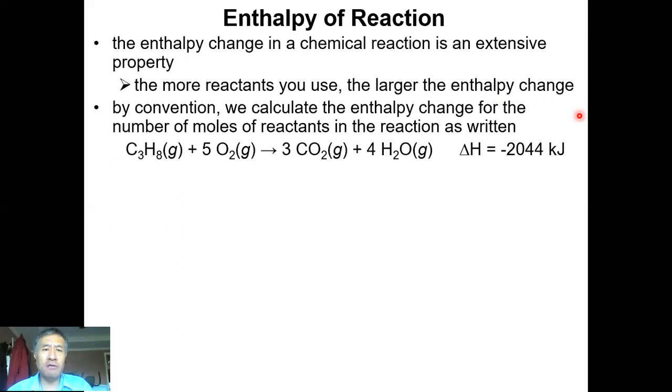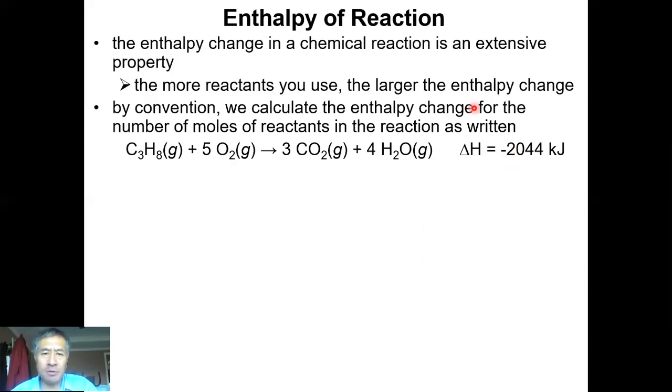For example, if we have a chemical reaction written as C3H8 gas, which is propane, plus 5O2 gas, which is oxygen gas, produce 3CO2 gas, carbon dioxide gas, plus 4H2O gas, water vapor, and then written delta H equals negative 2044 kilojoules. So this delta H, negative 2044 kilojoules, is associated with the way this chemical reaction is written.